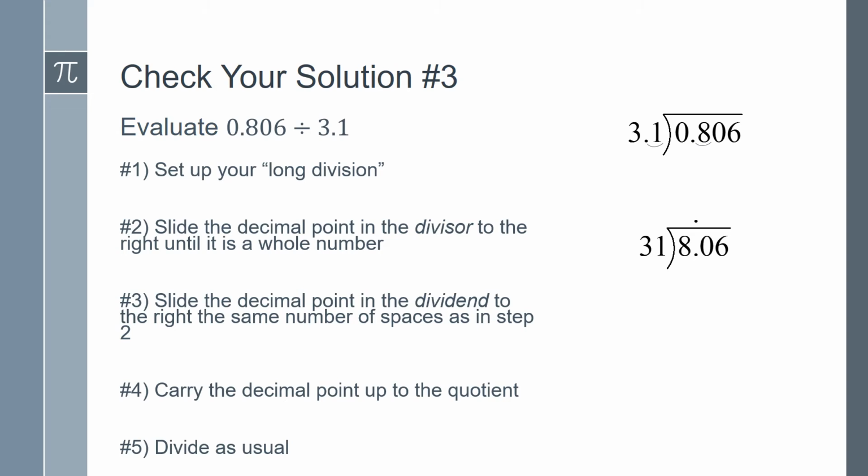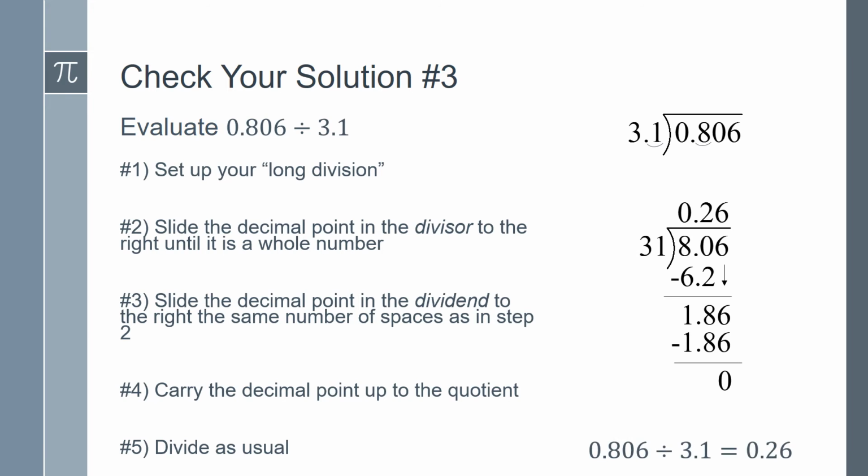31 does not go into 8, so we'll put a 0 in as a placeholder for the whole numbers. 31 does go into 80 2 times, so we have 80 minus 62, which equals 18. Now we need to carry down the 6, so we have 186. 31 goes into 186 6 times, and we have a remainder of 0, so we're done. Remember that our original equation was 0.806 divided by 3.1, which we now know equals 0.26.